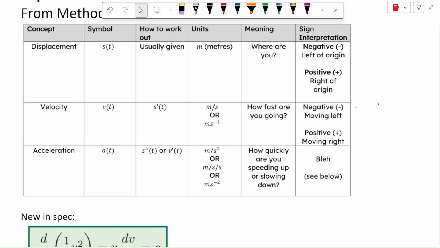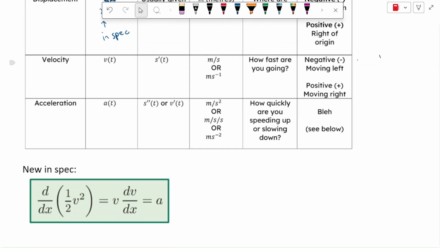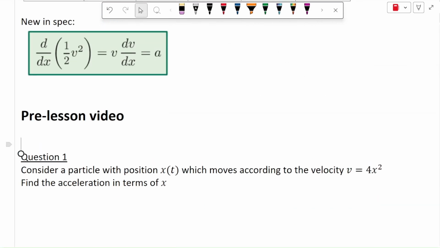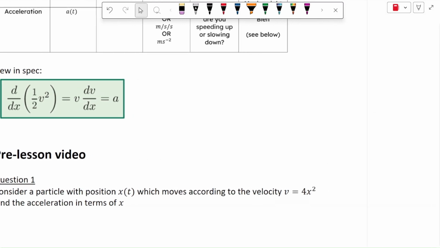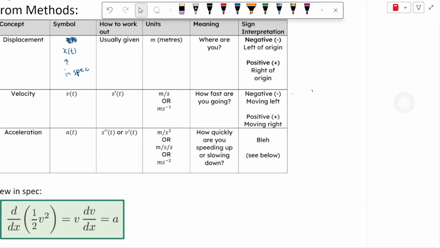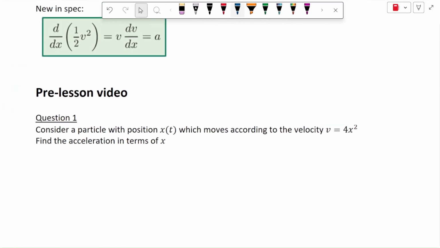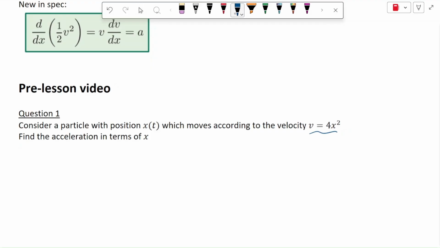And the other new thing in spec, which is a little bit annoying, is that we don't call displacement S anymore. We call it X in spec. So just watch out for that. It's a bit cheeky. Anyway, this differential equation pretty much tells you about velocity in terms of x. So usually velocity would be a function of time, and it still is technically, but it's a lot nicer sometimes to talk about velocity in terms of where you are.